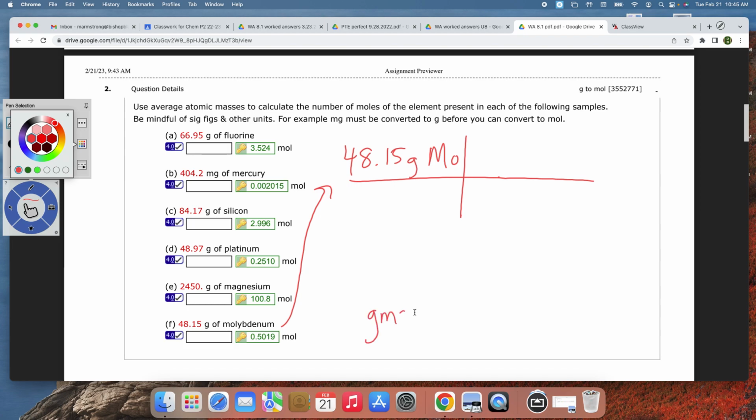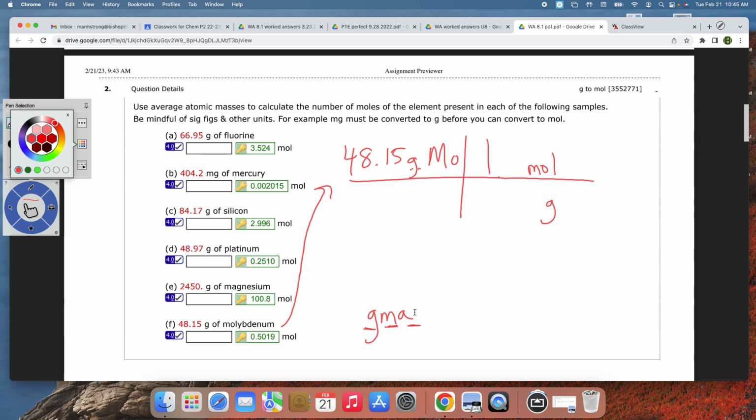I'm going to remind you, when we're working with individual atoms, you can do GMA, grams to moles to atoms, or you could do atoms to moles to grams, but you always have to go through that mole hole. And I have grams on top here. I want to get rid of grams. It's going to go on the bottom, and I'm going to go to moles.